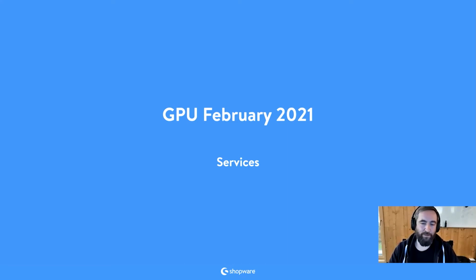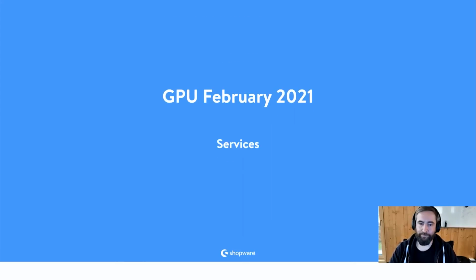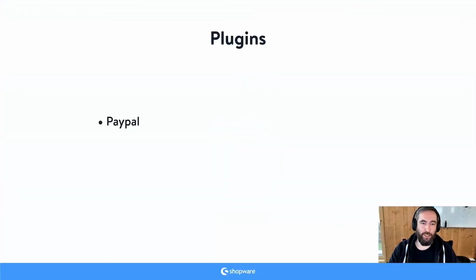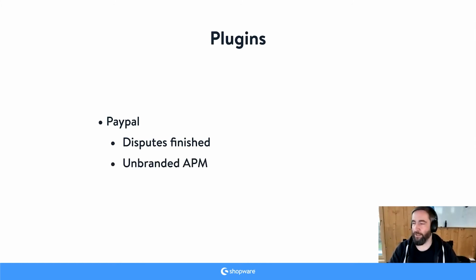So first of all, let's start with the services, with the plugins. And yeah, PayPal, we have finished the disputes in iteration 1 and right now started working on what is called unbranded APM, which means that in the future you can define which payment methods should be shown, so you don't only have the PayPal button itself, but can also display the single payment methods in the storefront.